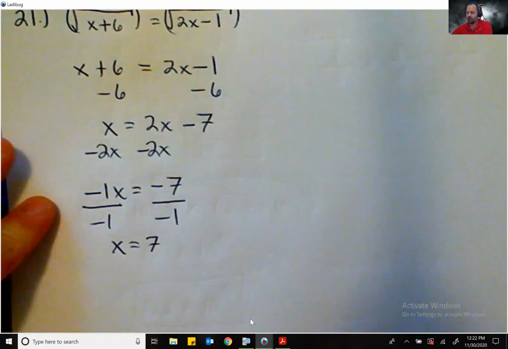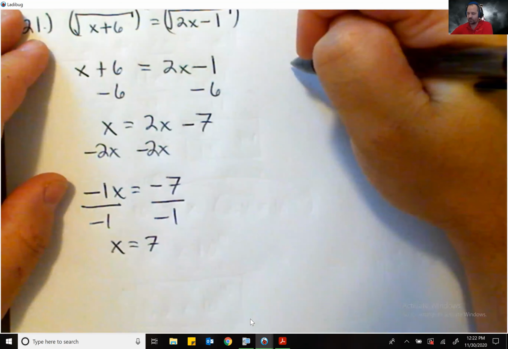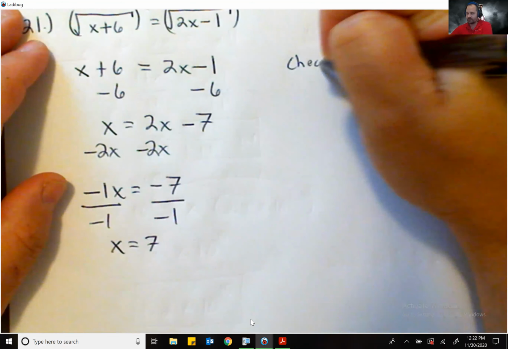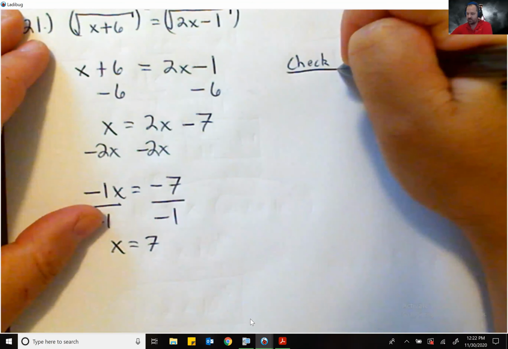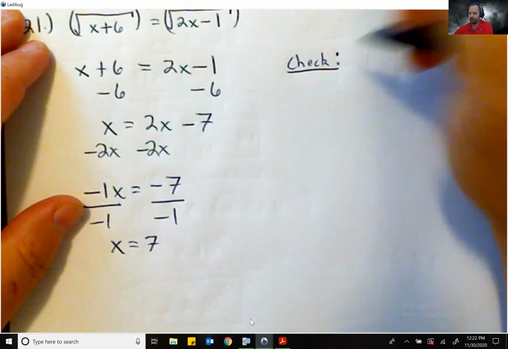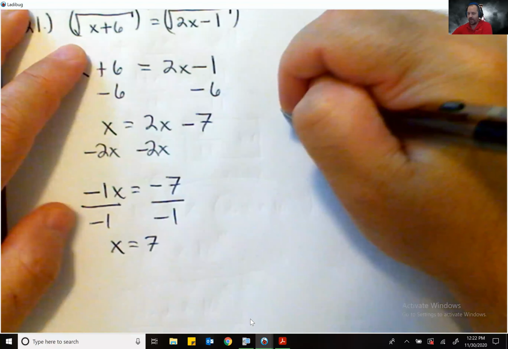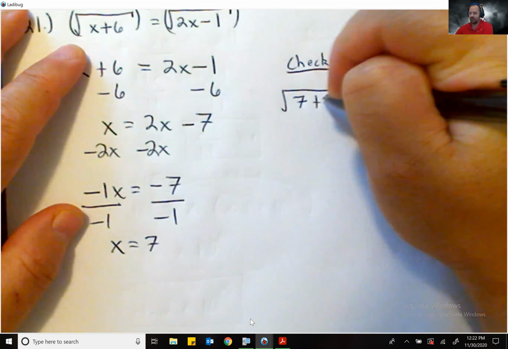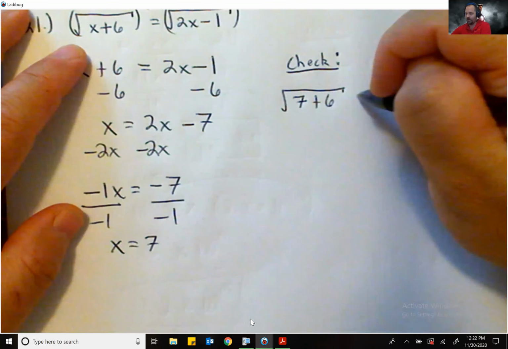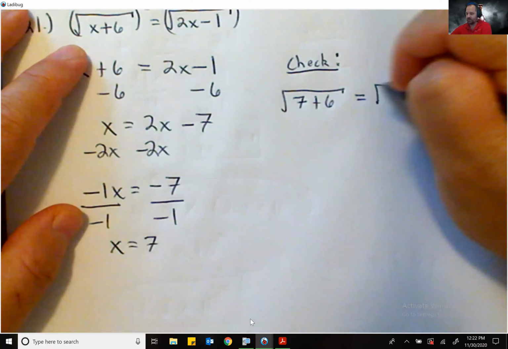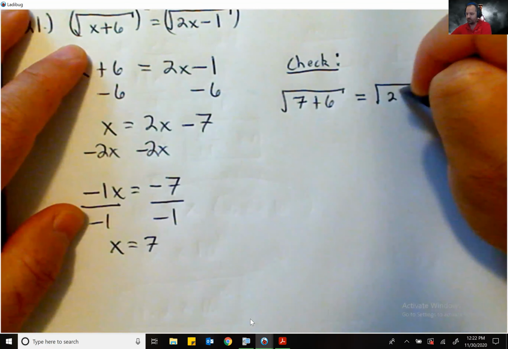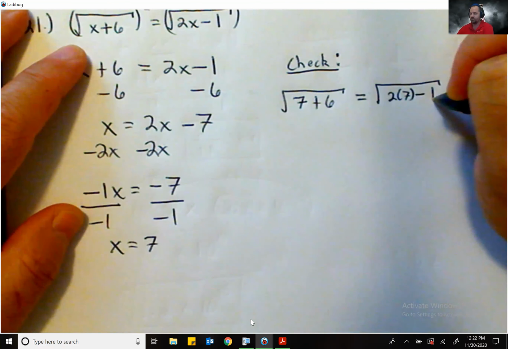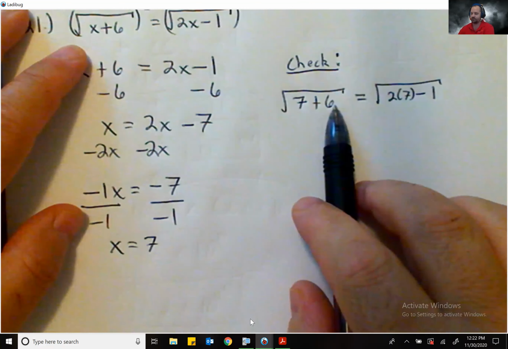Now you have to be careful, because just like the rationals, you also have to check this. Make sure that it is true. So we actually have to check this all the way through. We're going to take 7 plus 6, and then the square root of 2 times 7 minus 1. So what is 7 plus 6?